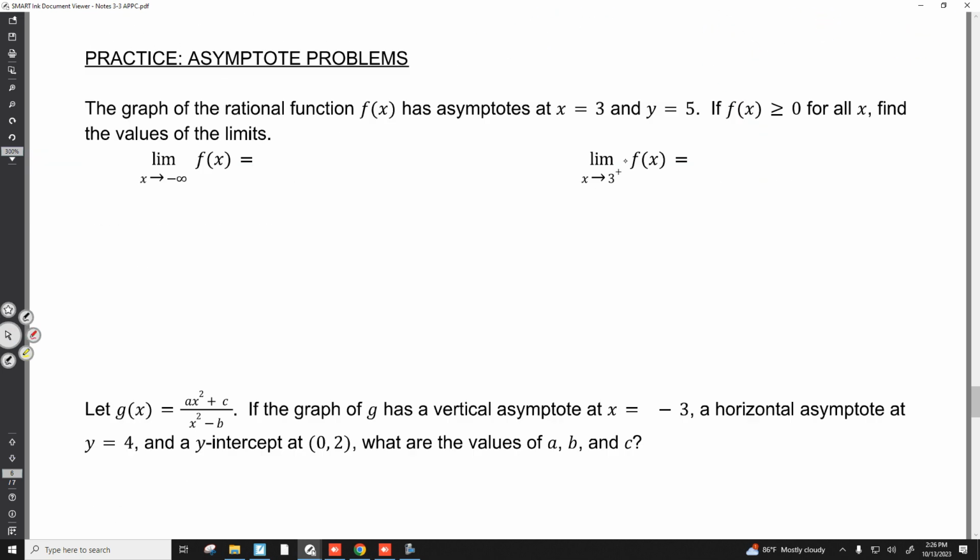Now, to make sure you understand things, we ask you fun, different types of questions. Right, here we go. Asymptotes at x equals 3. Asymptotes at y equals 5. Answer these questions, go.